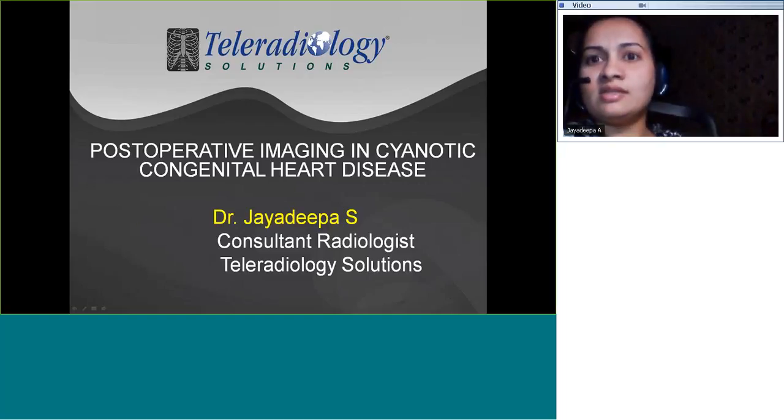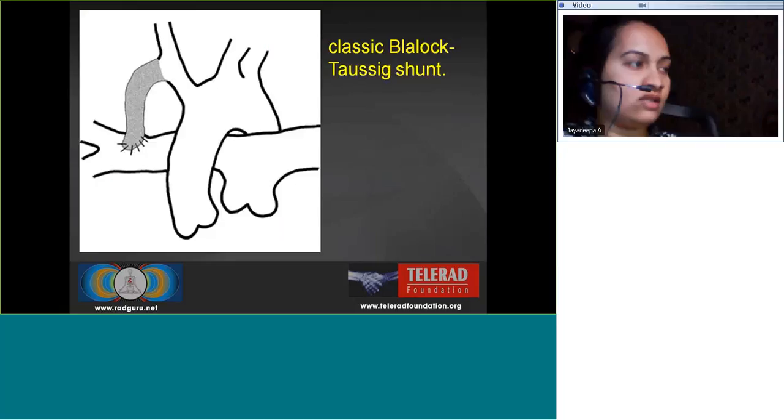Now here is a 6-month-old infant who had pulmonary atresia and increasing cyanosis, and after the placement of modified Blalock-Taussig shunt, what we see here, this is the shunt here, the subclavian artery, and this is the pulmonary artery to which it was anastomosed. Is everybody able to see the end-to-side anastomosis?